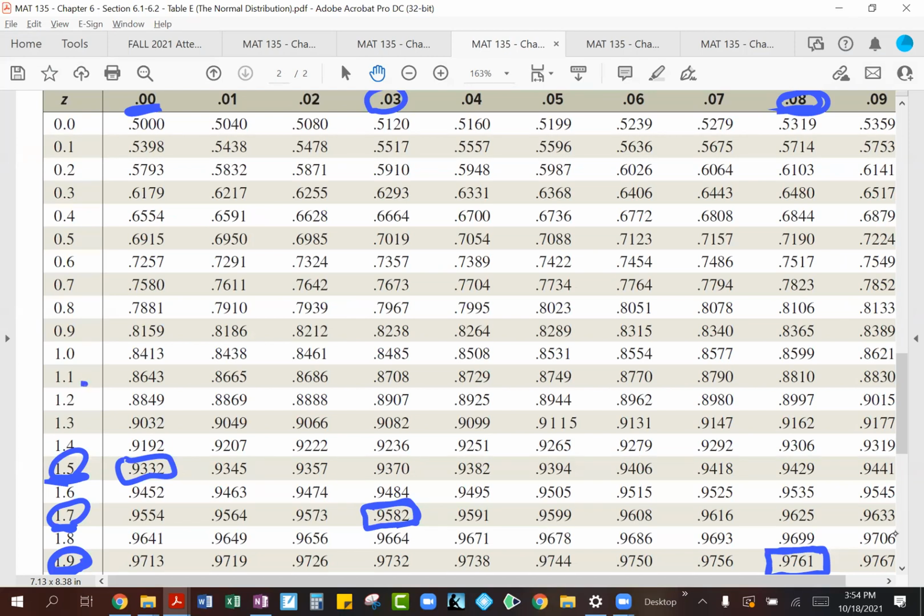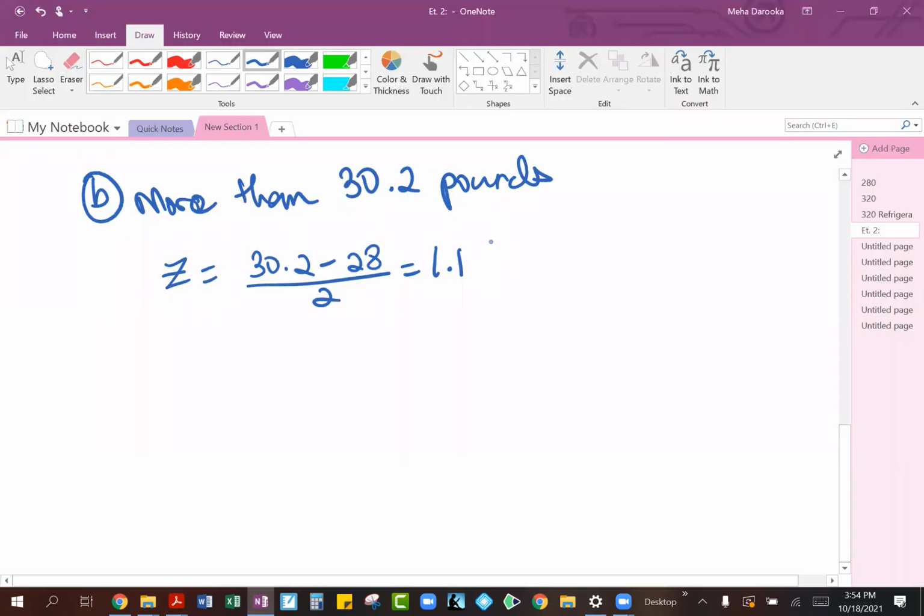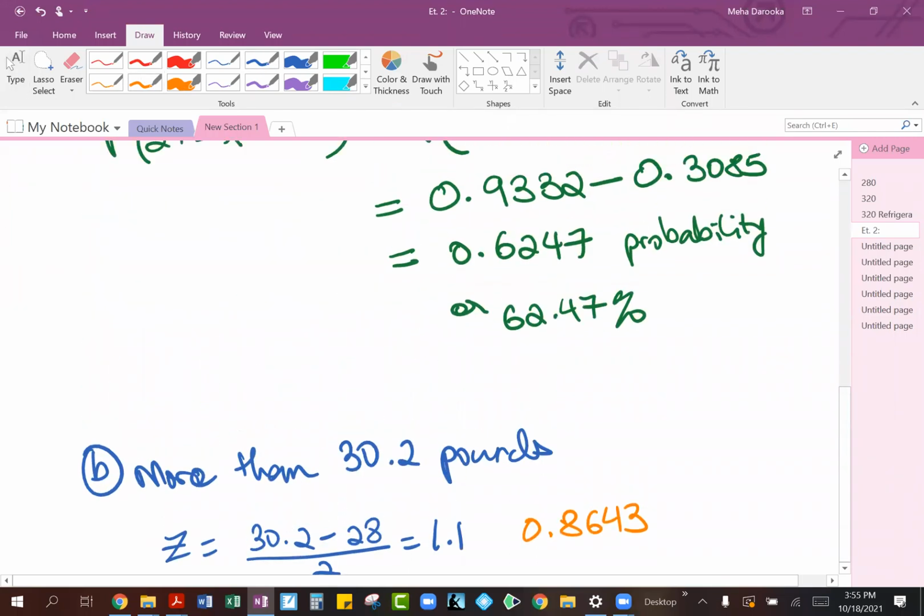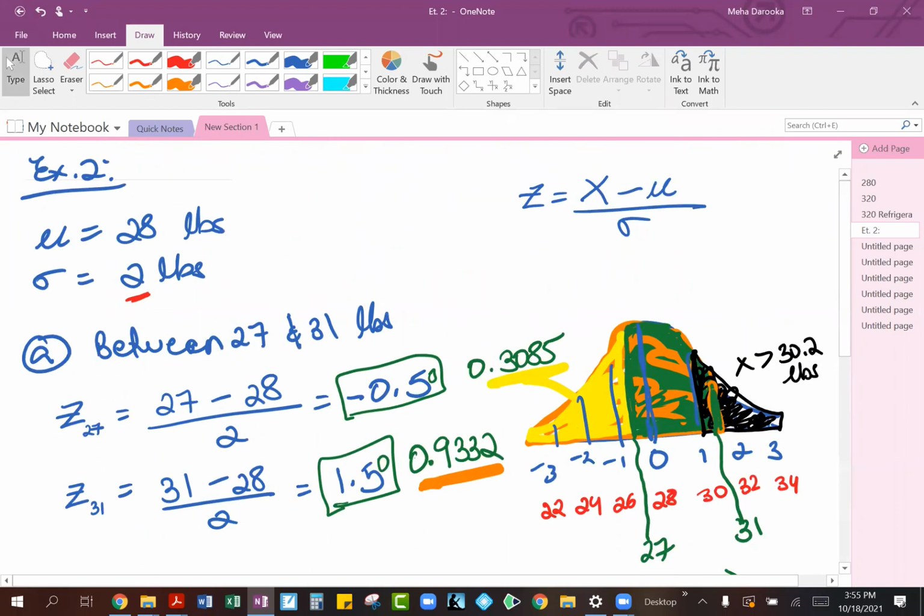And since there's no number after 1.1, you still go with 0, and that brings us to 0.8643. So that's an area of 0.8643. But again, guys, remember, this is actually going from where your 30.2 would be starting and all the way to the left. So all the way to the left is, again, all of this area we're not interested in. That's that yellow, green, orange that we had shaded. We're not interested in any of that. We're interested in that black area, which is shaded to the right-hand side.